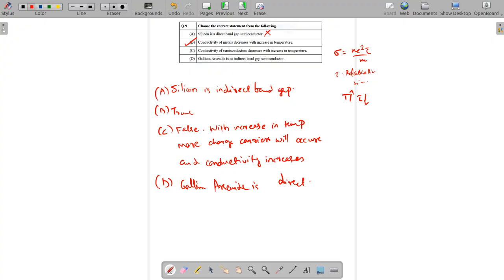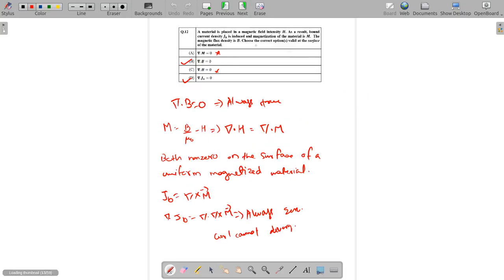Conductivity of semiconductors decreases with increasing temperature, which is actually not true. This is a case for metals. In semiconductors, as you increase the temperature, more charge carriers come into the conduction process, so their conductivity actually increases. So this is not true. And gallium arsenide is an indirect band gap, which is not true. Gallium arsenide is a direct band gap semiconductor. Okay, so option B is the only right answer. Next one.